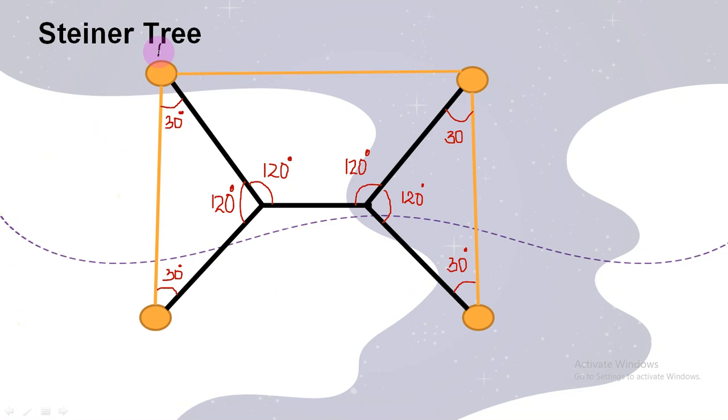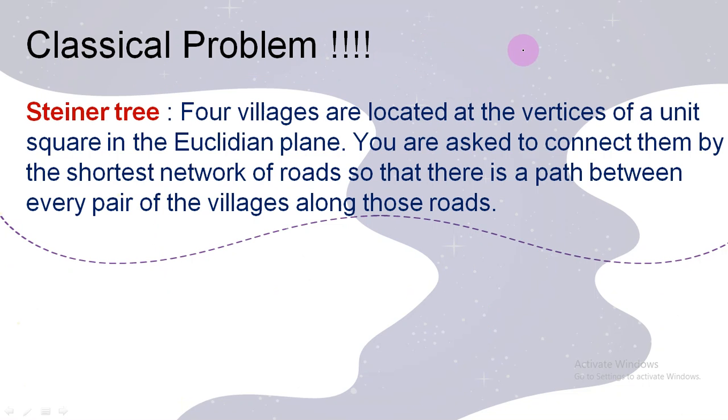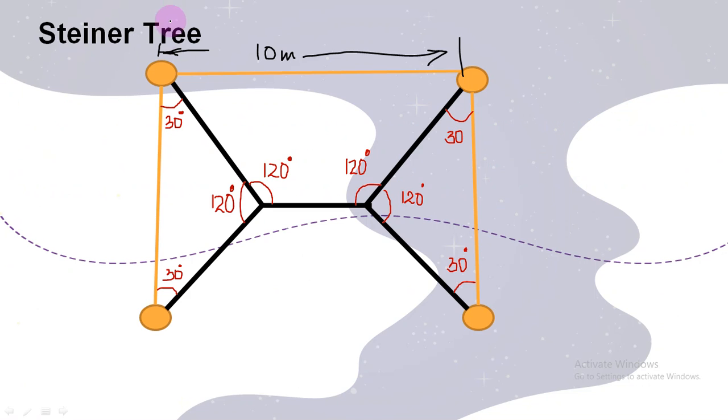Let us assume it's a unit square, all the sides are equal. That is the meaning of this. 4 villages at the vertices of a unit square, a square of unit dimension. Anyway, we will assume it to be 10 meters. Now the minimum spanning tree is this only. We cannot draw diagonal lines, because diagonal lines will measure much more than 10. This is the minimum spanning tree, 10 plus 10 plus 10.